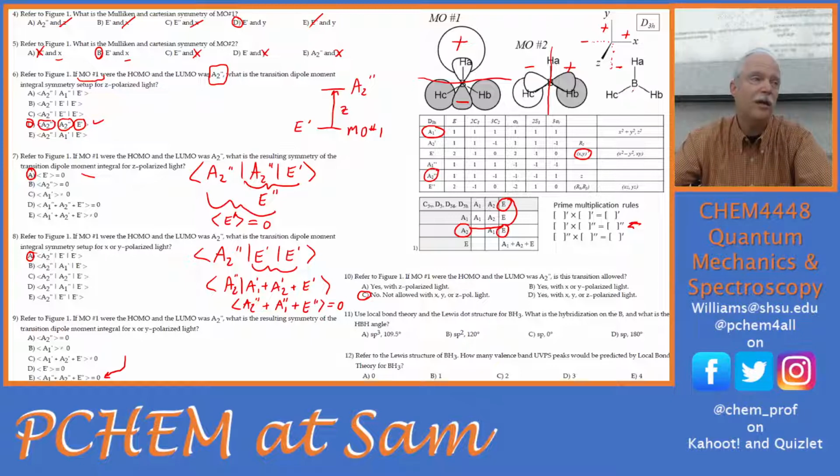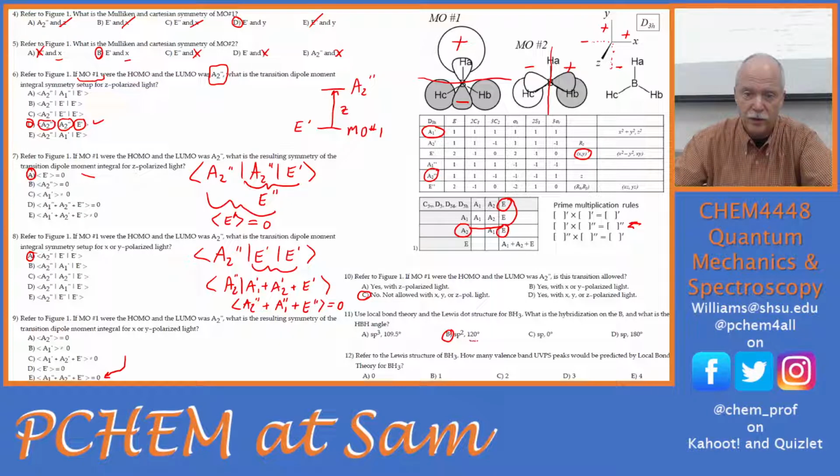So we only have 3 domains. And to come up with 3 domains, we have an S and 2 Ps. So it's sp2. Okay, and that's going to give us a trigonal planar of 120 degrees between them. So that's the hybridization and the angle between the hydrogen, the boron, and the hydrogen.